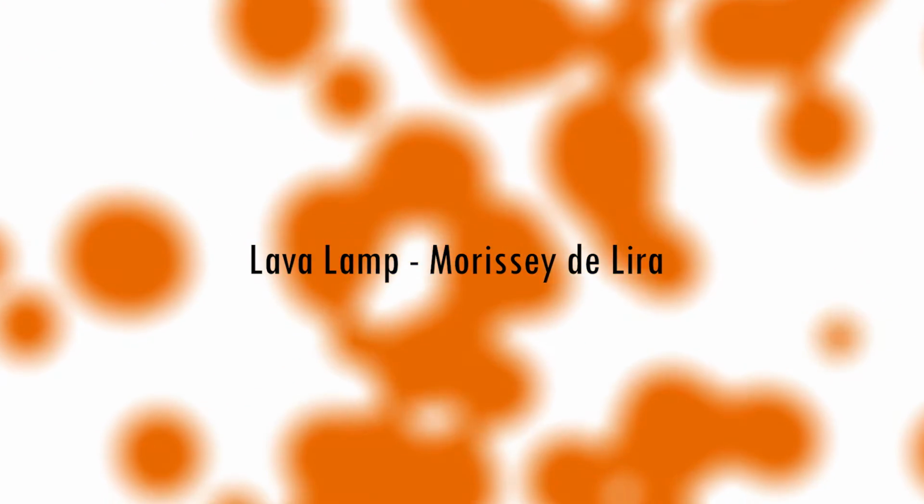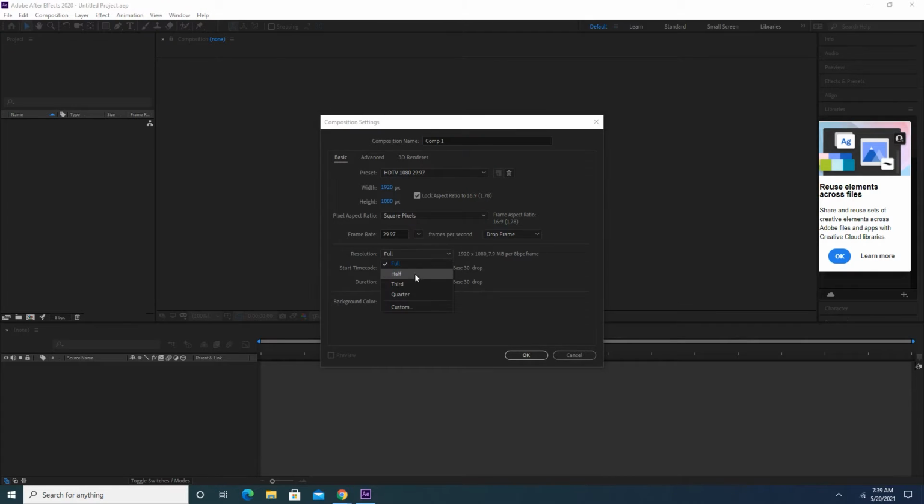This effect looks a little complicated, it looks a little complex, but it's actually very cool and very easy to make, and I hope you can use it someday in the future. Let's get started. So you're going to open up After Effects and select New Composition.